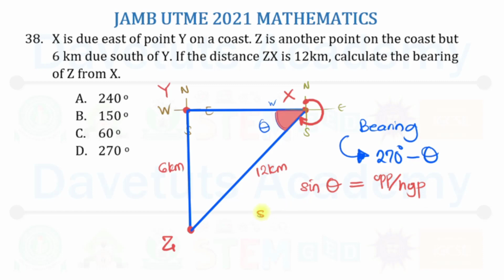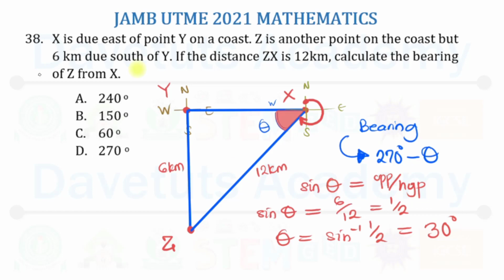So sine theta for us here will be, what's the opposite? 6. What's the hypotenuse? 12. Interesting. That's 6 over 12. So theta will be arc sine 1 over 2, and that will be 30 degrees.